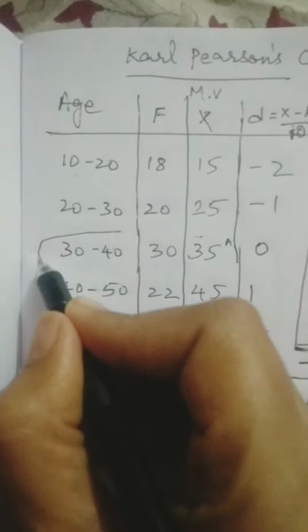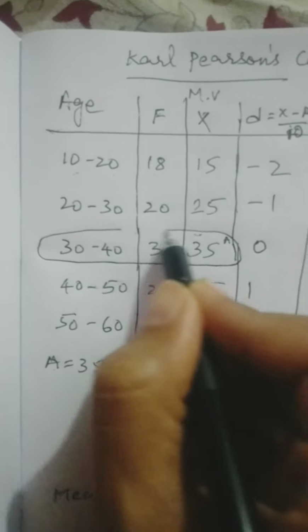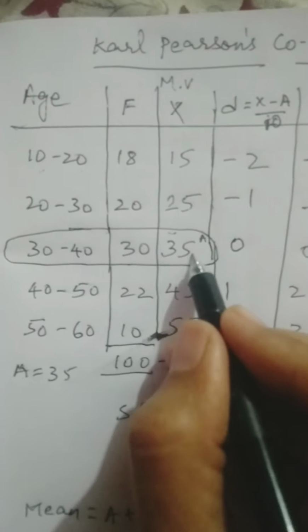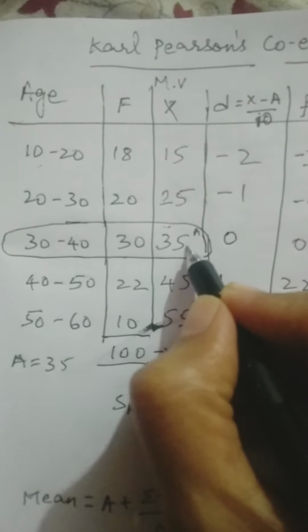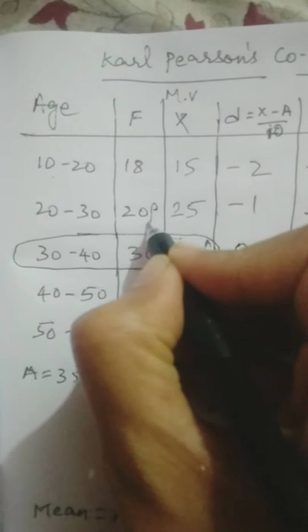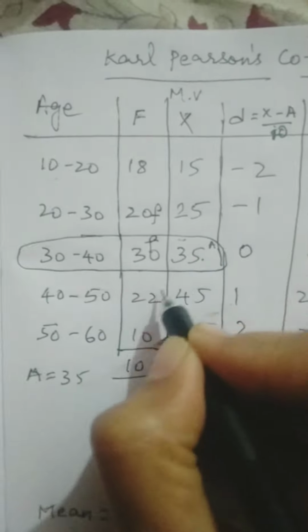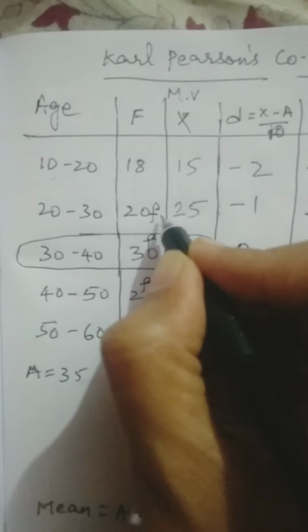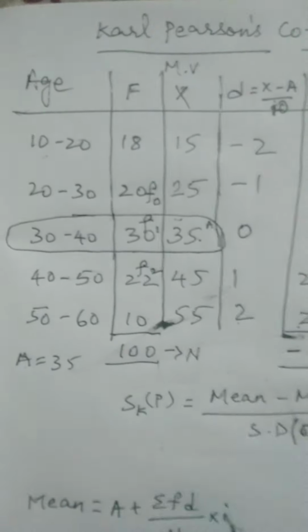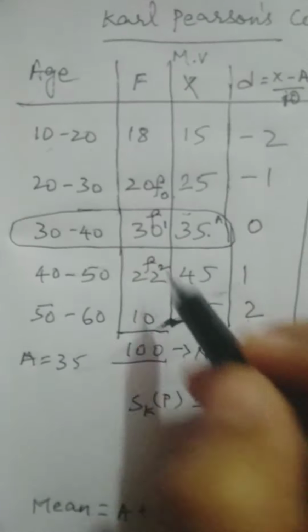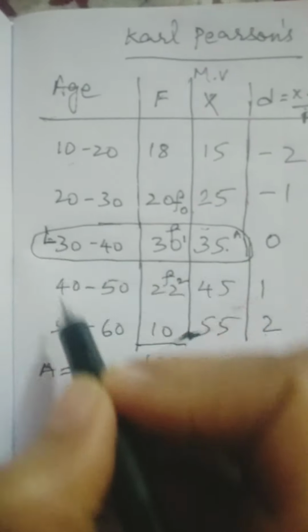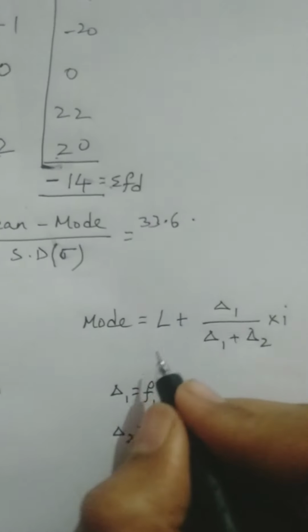So this line I will put a box like this. If I am putting a box here, these values will be F. Above this and this value and this value, I will put F. This is F0, this will be F1, this will be F2. Then this line, 30, will be called L. That means I got L as 30.